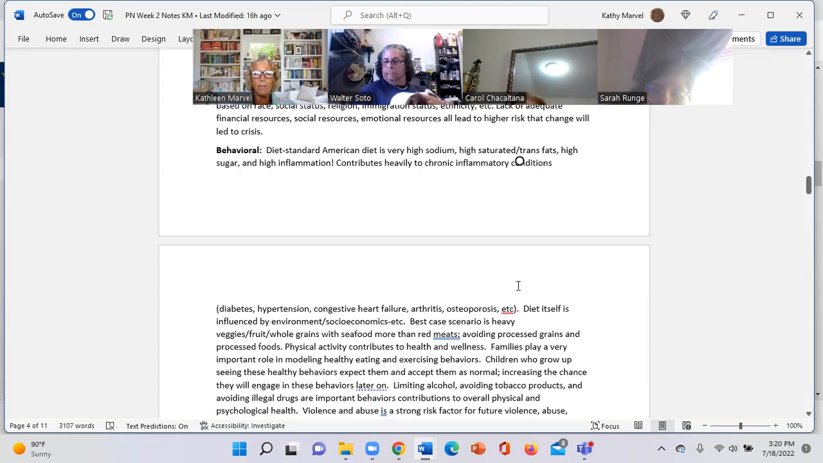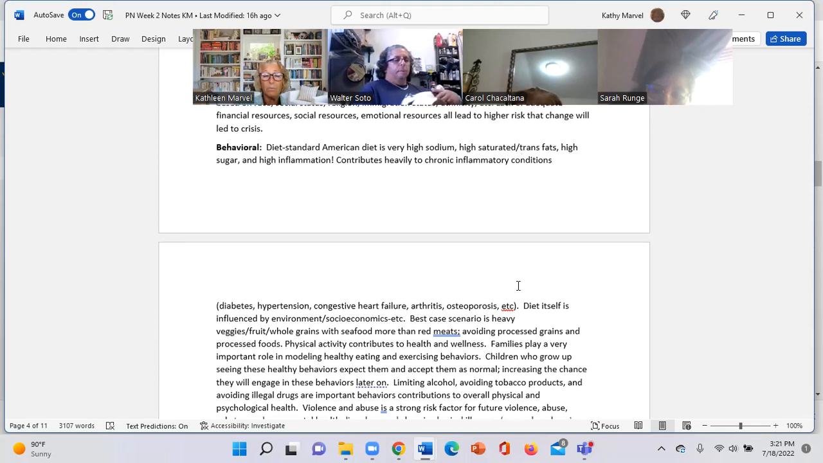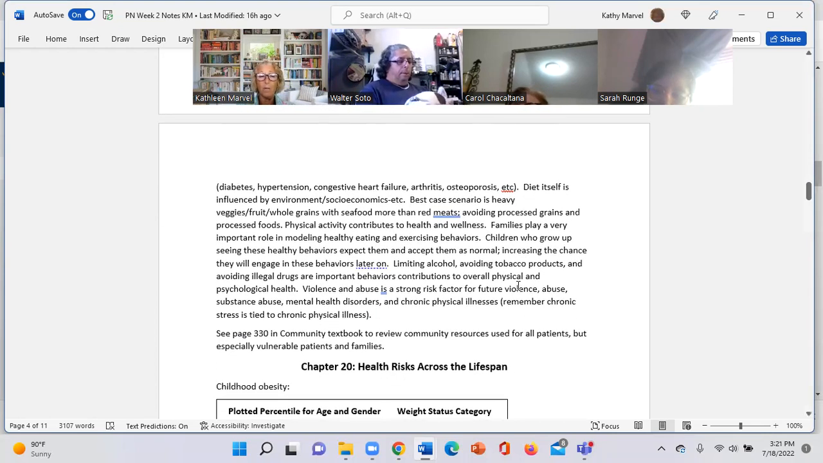Our current diets are high in sodium, high in saturated fats, sugar, right? That all contributes to high inflammation, contributes to chronic inflammatory conditions. And they list a few here, right? And diet itself, we know, is influenced by environment and socioeconomic factors. Okay. Physical activity.